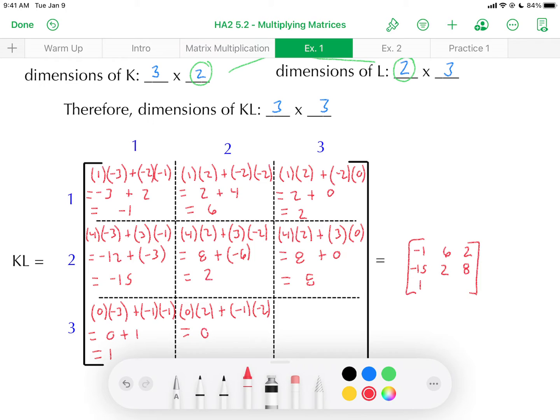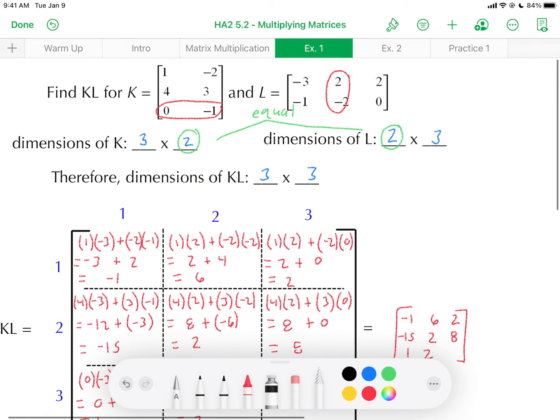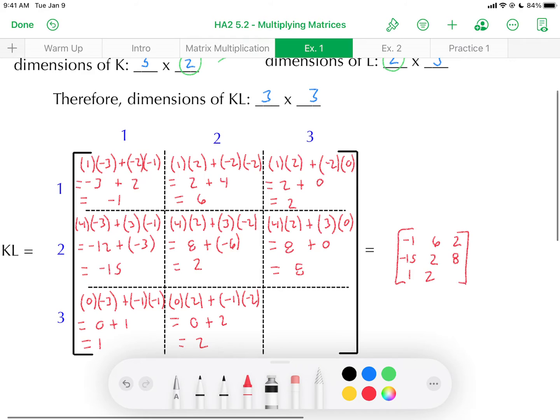So that ends up being 0 plus 2, or 2. And finally, third row, third column: 0 times 2 plus negative 1 times 0. That's, of course, going to give you 0 plus 0, or 0. And there is our product matrix.